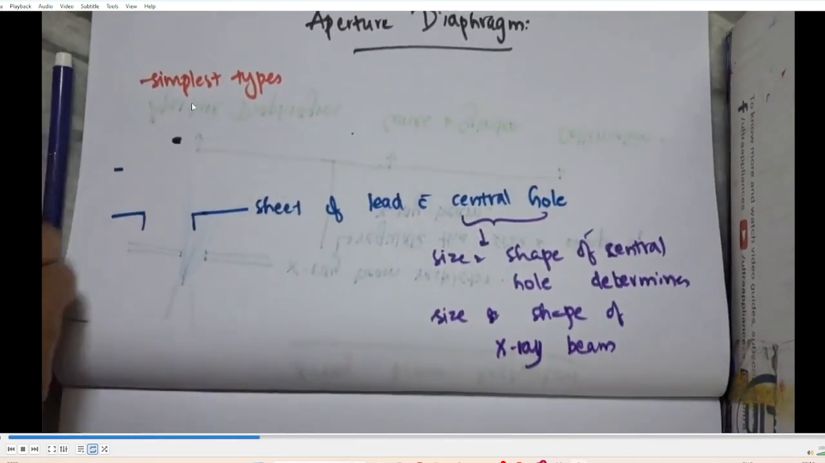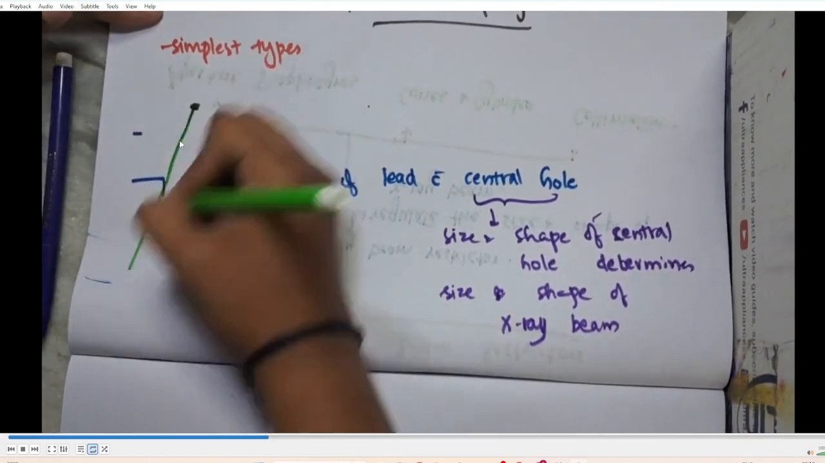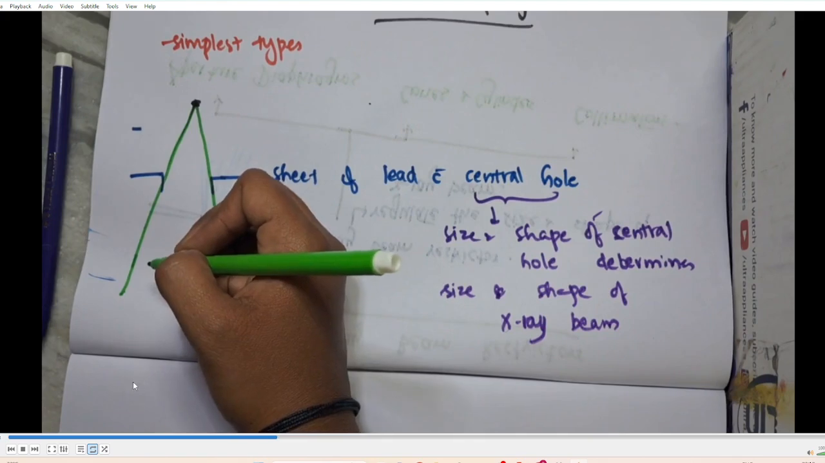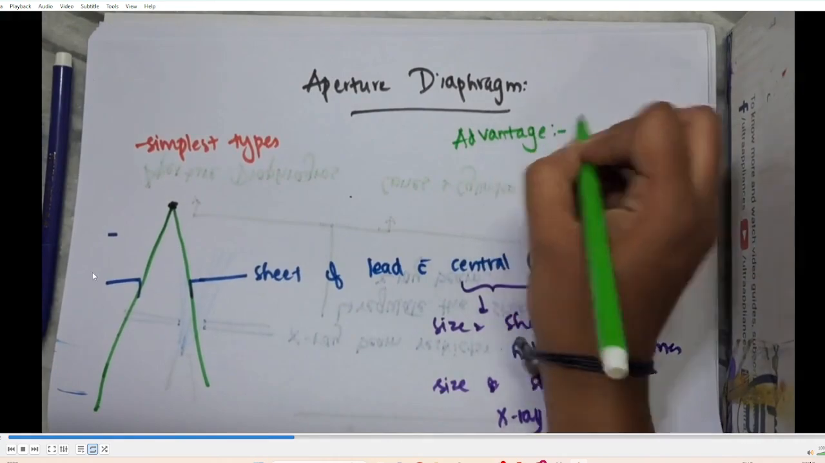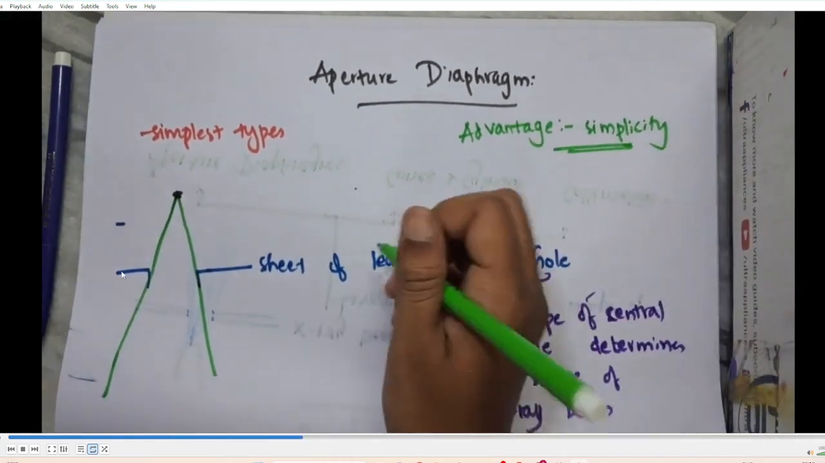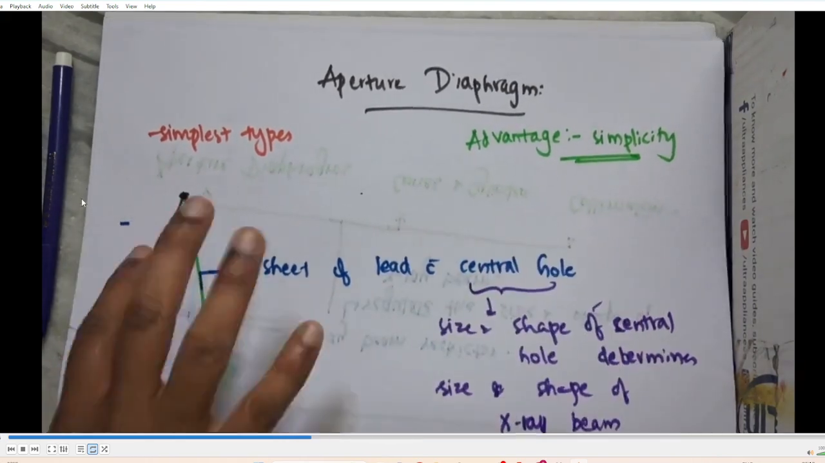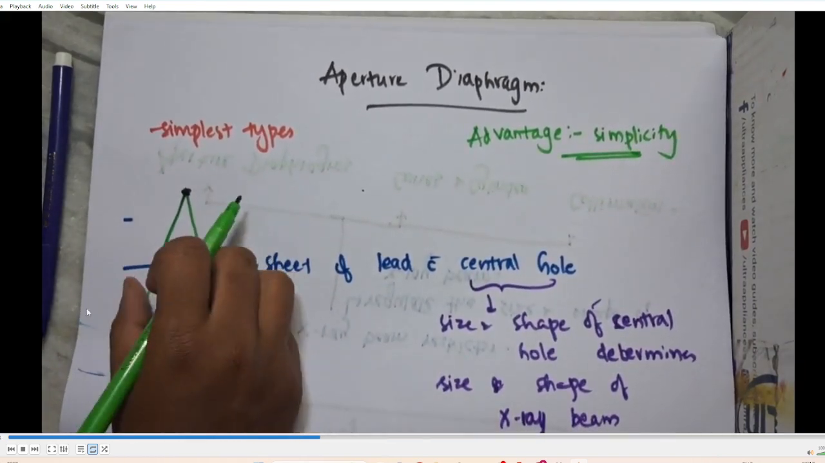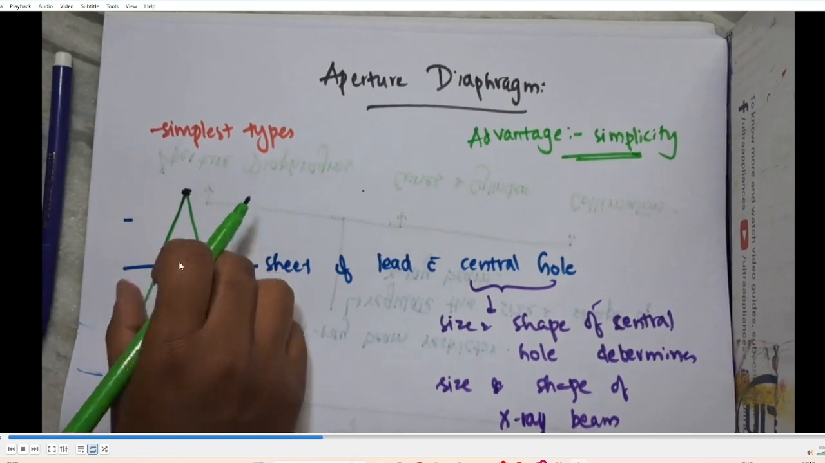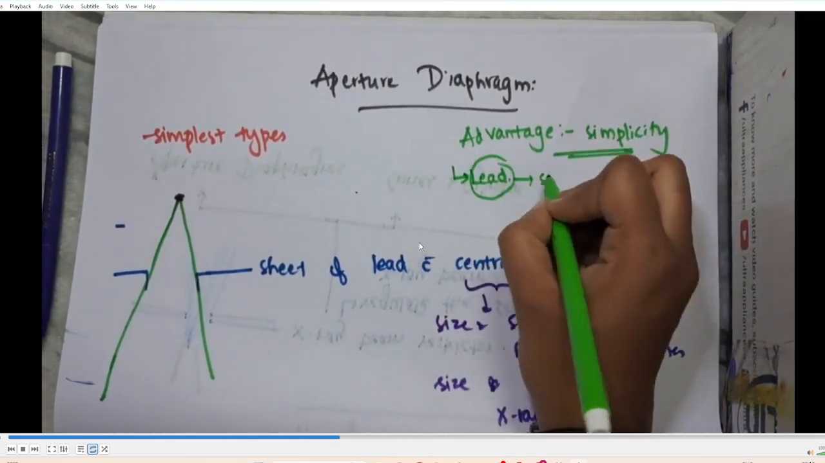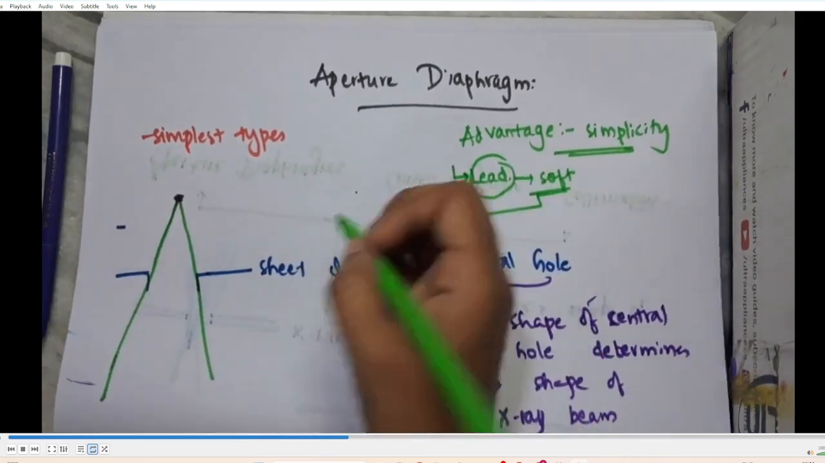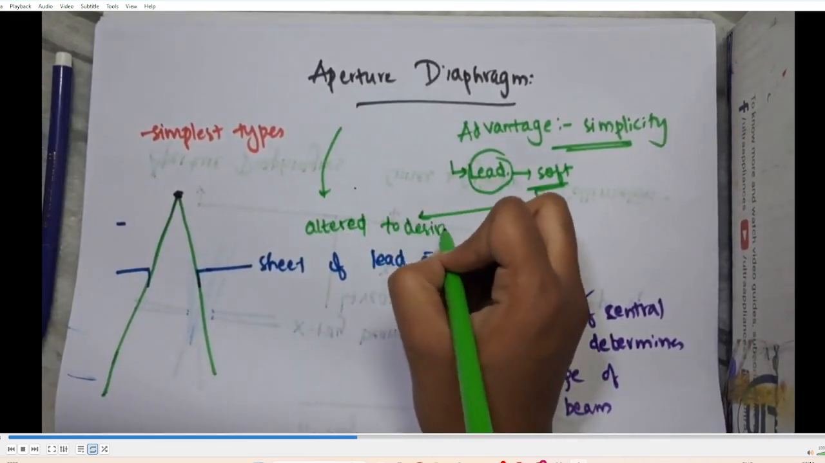Its principal advantage is simplicity. When X-rays pass through this sheet of lead, the size of this hole will determine the size of the X-ray beam. Lead is soft, so the aperture can be easily altered to any desired size and shape.